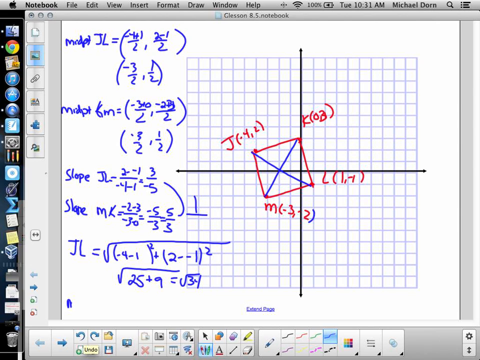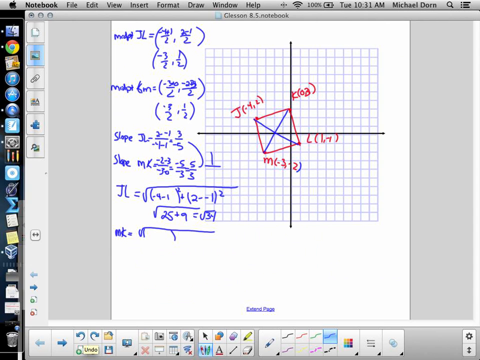And MK, give myself a little more space. MK, negative 3 minus 0 squared. And JL, MK, I'm sorry, I'm doing MK. Negative 3 minus 0, 2 minus 3. Negative 2 minus 3. Squared. So that's negative 3 squared, which is 9. Negative 5 squared is 25, so that's square root of 34.